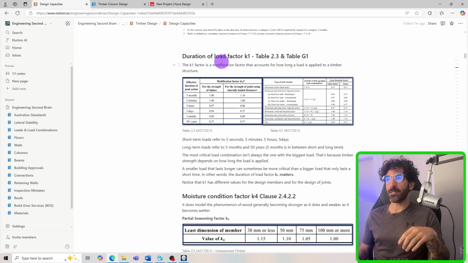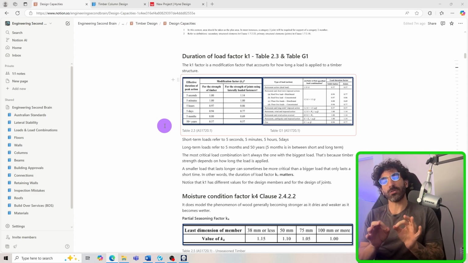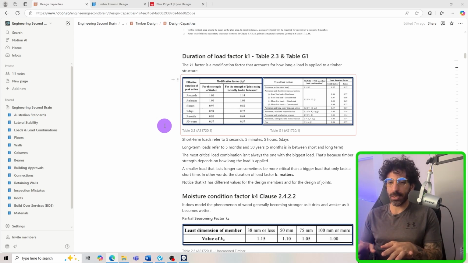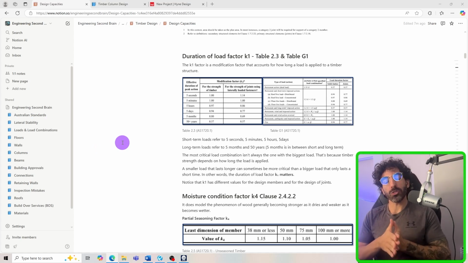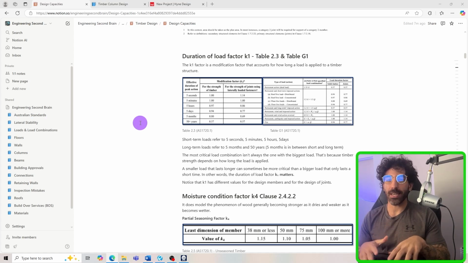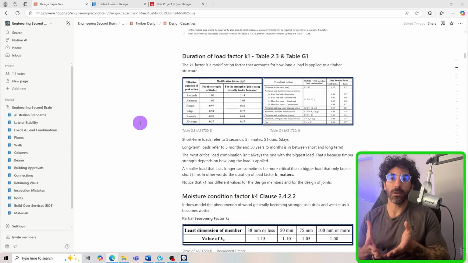Next is the duration of load factor K1. This one is one of the most important that you will have to understand, because it's one of the factors that make timber design unique compared to steel or concrete. And the reason behind that is because the most critical load combination in timber design isn't always the one with the biggest loads. So let's say in steel or concrete, you find that 1.2G plus 1.5Q results in the highest load combination. Therefore, you would design that member, obviously, for 1.2G plus 1.5Q, correct?